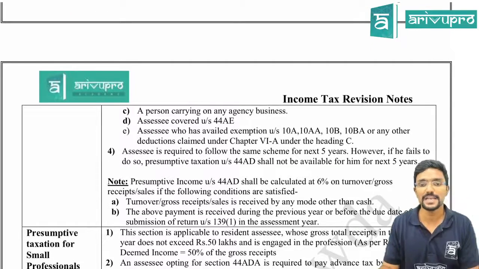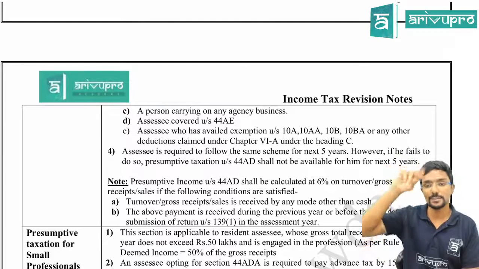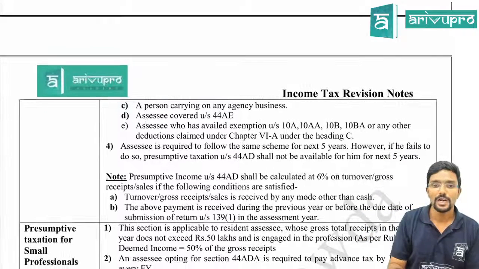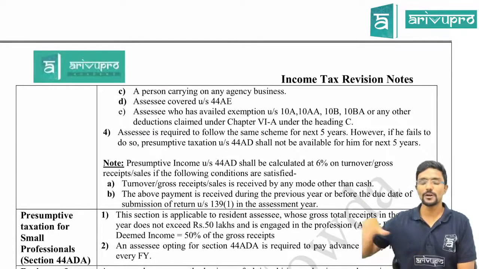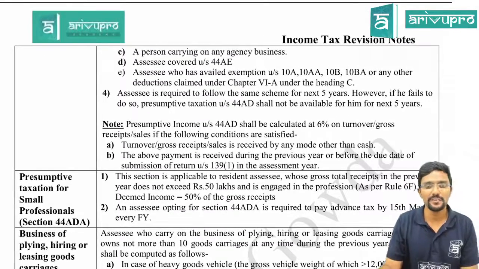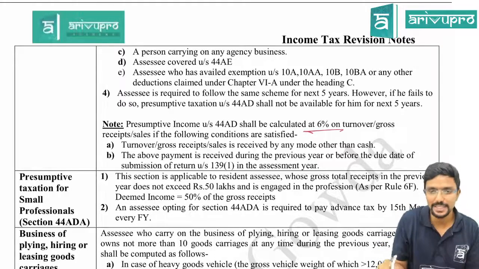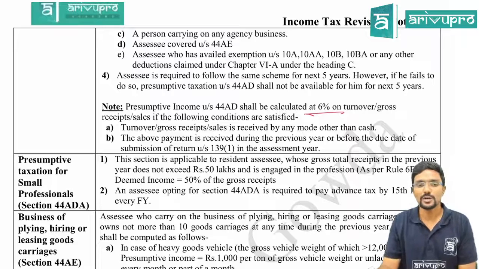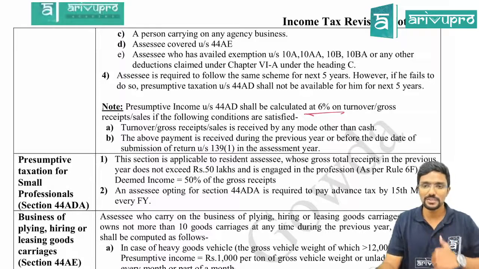Agree? Then these assessees cannot claim any deduction under section 10A, 10AA and heading C of chapter 6A. Agree? And once you opt for this scheme, for next 5 years you have to mandatorily follow it. If you want to go out of this 44AD, then for next 5 years this scheme will not be available for you. Agree? So normally presumptive income under section 44AD will be calculated at 8%, but it can be calculated at 6% if the following two conditions are satisfied. What are those? All gross receipts or turnover or sales should be received in any mode other than cash, and you would have received that money within the due date of filing the return of income.